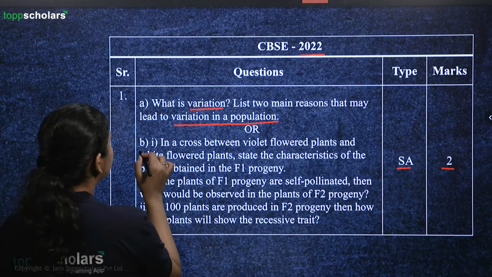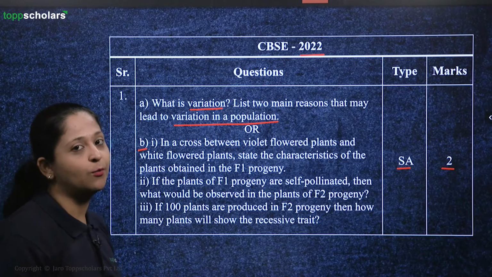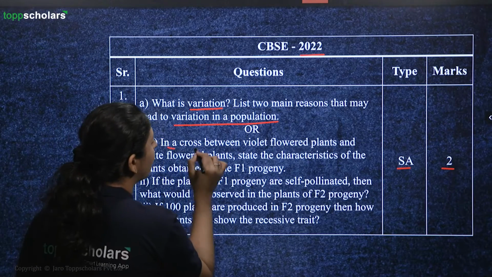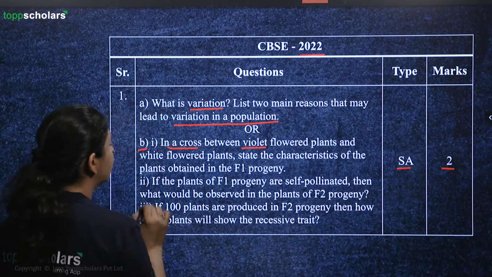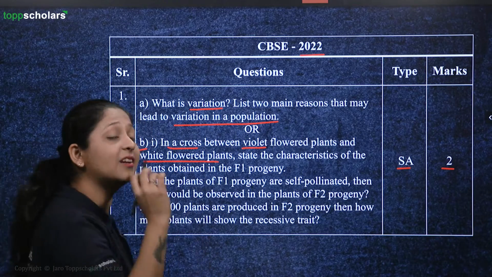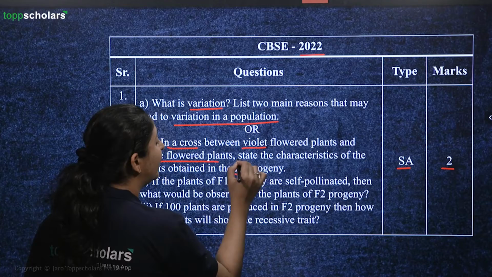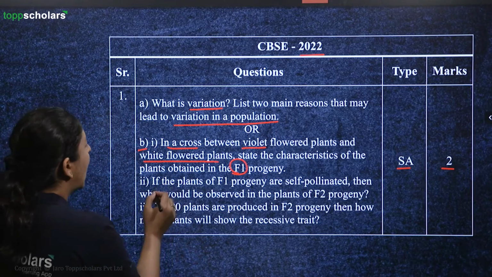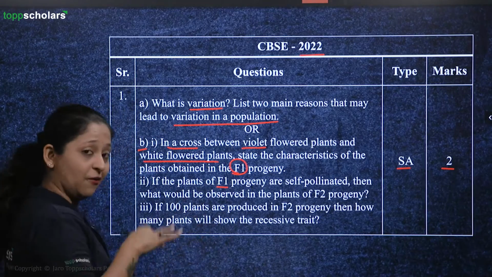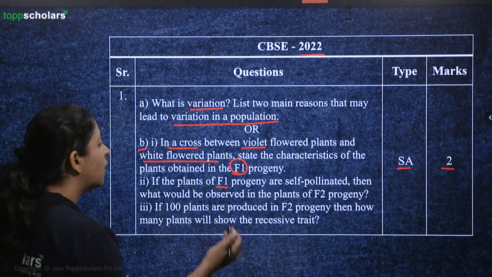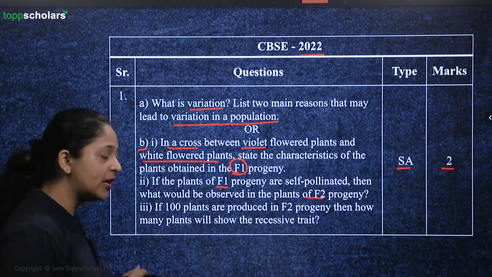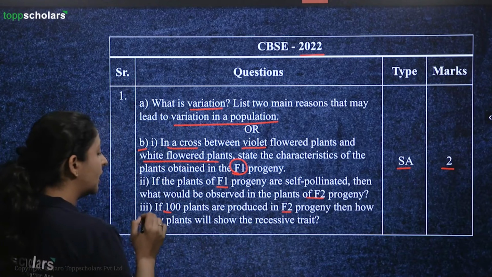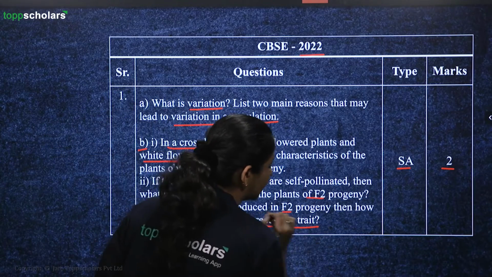Okay. Now the second thing, by the end of this video you will also be able to find out a pattern of one more type of concept. So in a cross between the violet flowered plants and white flowered plants, state the characteristics of the plants obtained in the F1 progeny. You have to just state the characteristic over there. And if the plants of F1 progeny are self-pollinating, you will get your F2 generation. What will be observed over there? That's what you have to state here. And if 100 plants are produced in the F2 progeny, then how many plants will show the recessive trait?